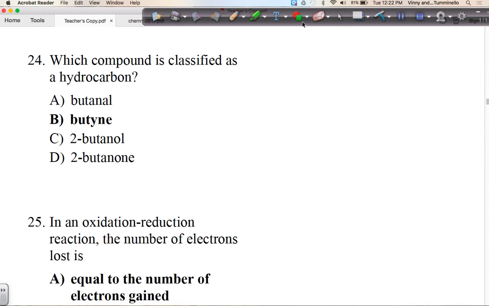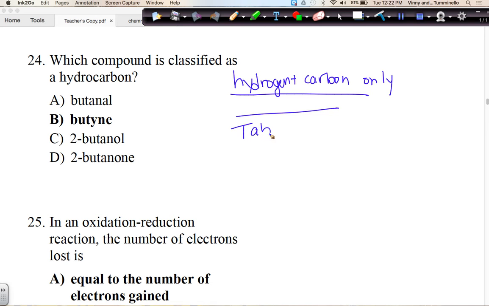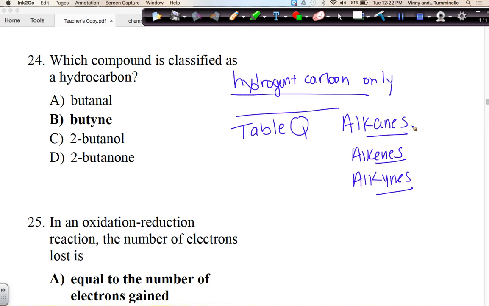Which compound is classified as a hydrocarbon? Remember, hydrocarbons have hydrogen and carbon only. We have some of our homologous series of hydrocarbons on table Q. And remember, we have the alkanes, which end in -ane, the alkenes, which end in -ene, and the alkynes, which end in -yne. The -al, -ol, and -one are all endings from table R, and table R has our substances that are not hydrocarbons but are still organic.